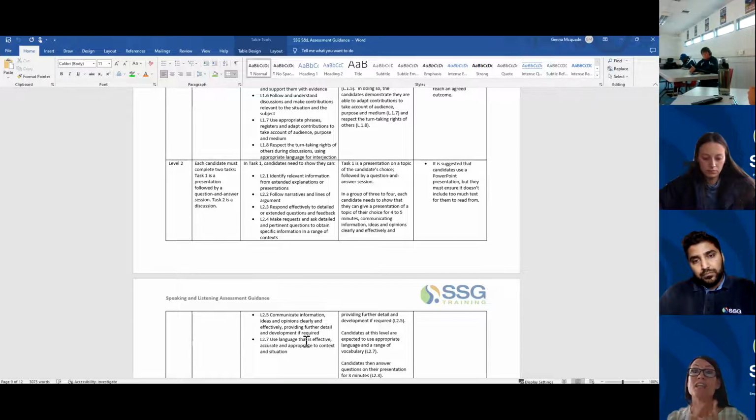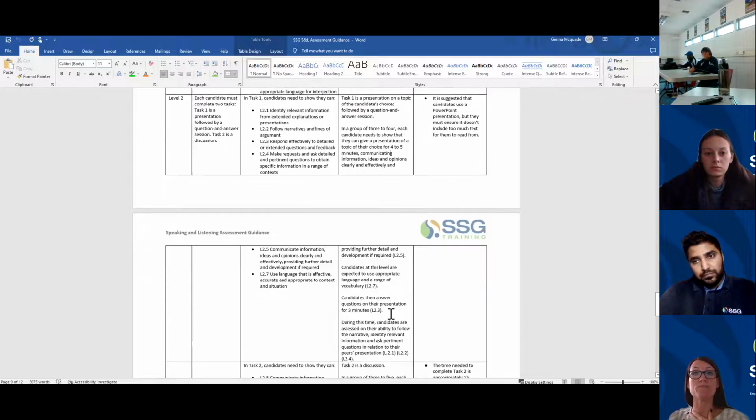And the differences between level 1 and level 2 is them being able to ask more pertinent questions, them being able to use more sophisticated language, and them having topics which they consider to be more sophisticated, so things that they can really give an opinion on, give facts and figures, and back up with evidence. The presentation should be 4 to 5 minutes, and then obviously then there's time for questions at the end.